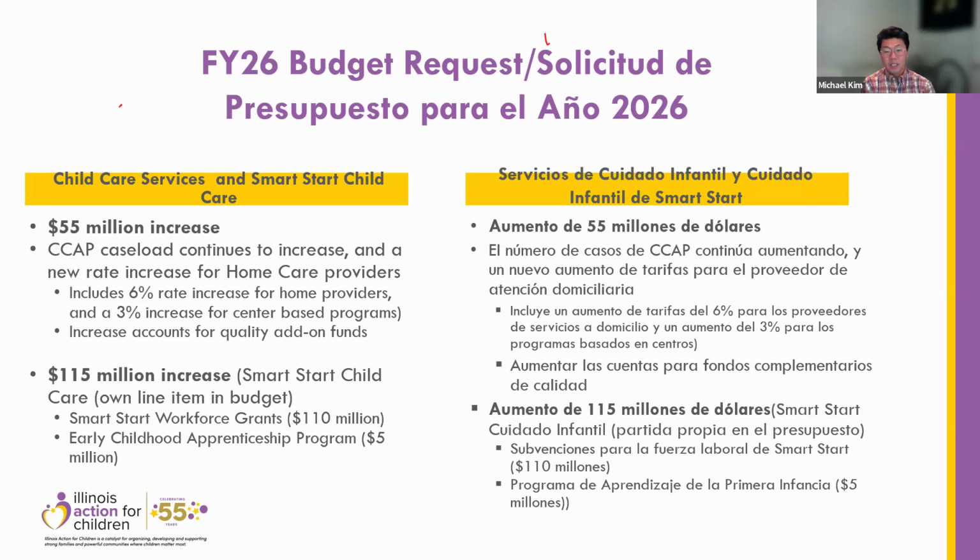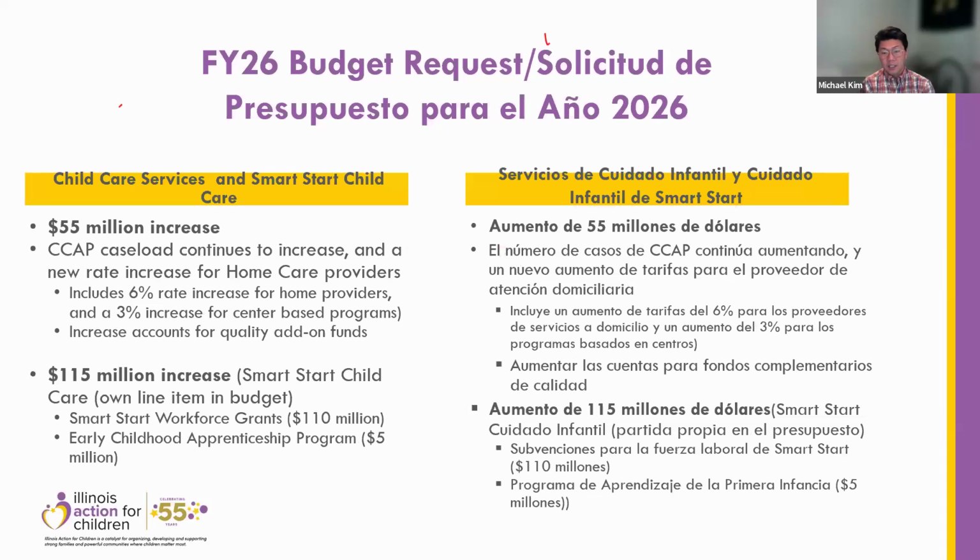So within the $55 million addition to FY25, we'll be asking that they continue to focus on the caseloads that are currently rising. We projected an 11% increase from FY25 to FY26 is the rate at which we're going right now. So we're hoping that the $55 million will cover that increase, as well as the 6% increase that is currently in the contract for home-based providers.